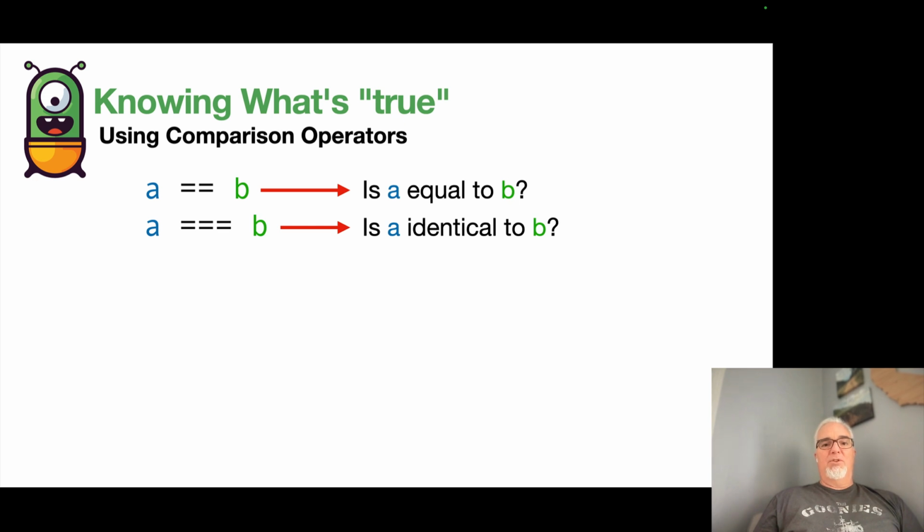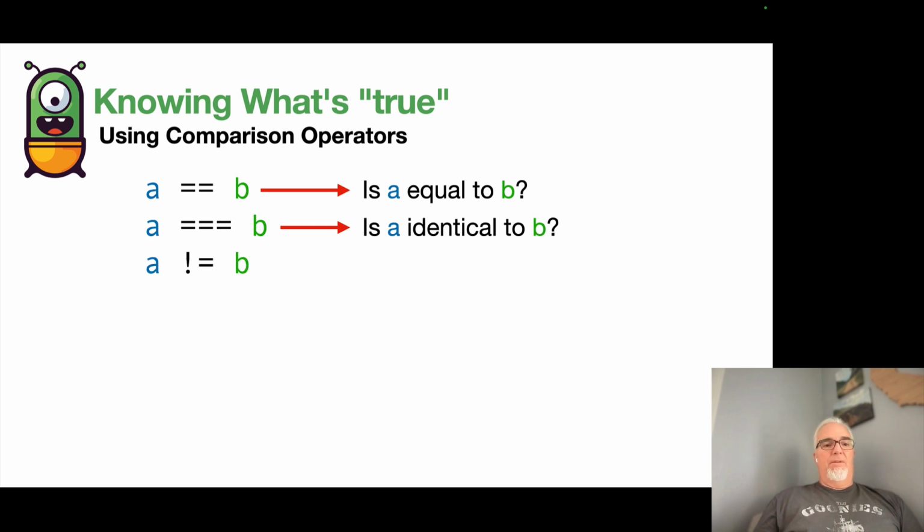If something can be changed, like the data type or the form of something, so that they are equal, then it passes the equality test. If they are not identical, meaning same data type, same exact thing, then they fail the identical test. So those are two comparison operators.